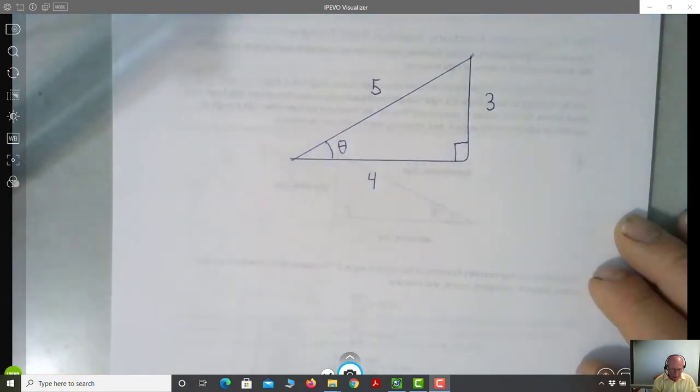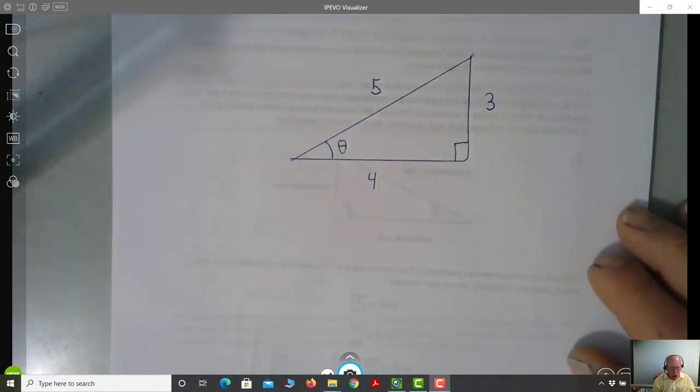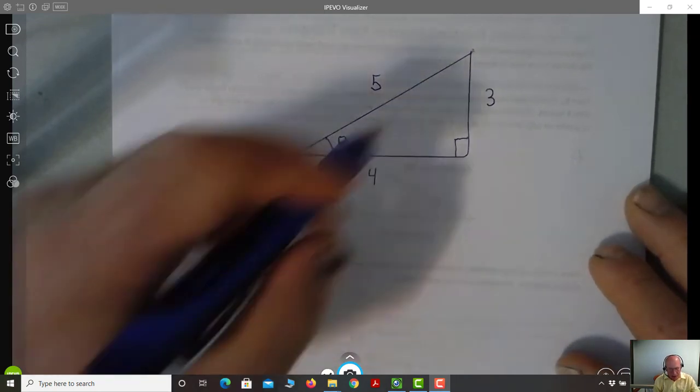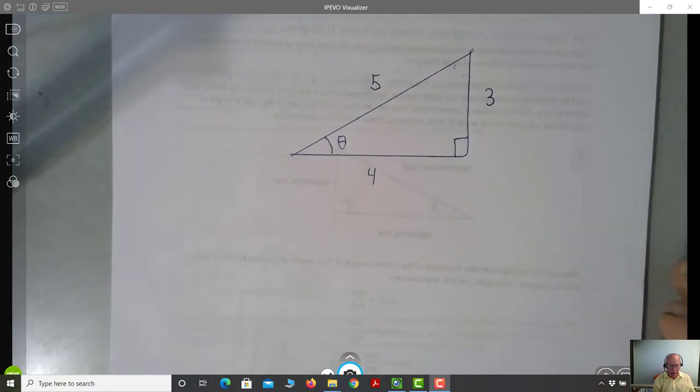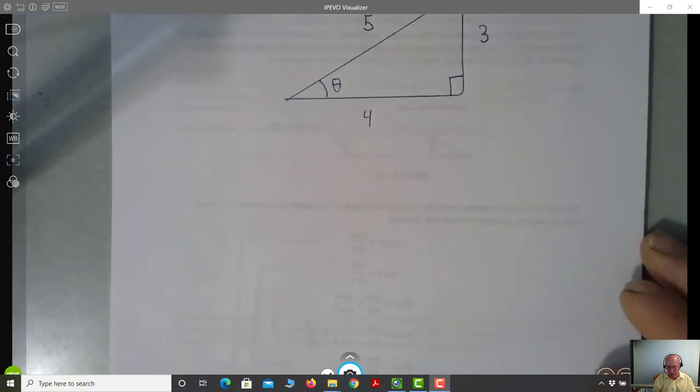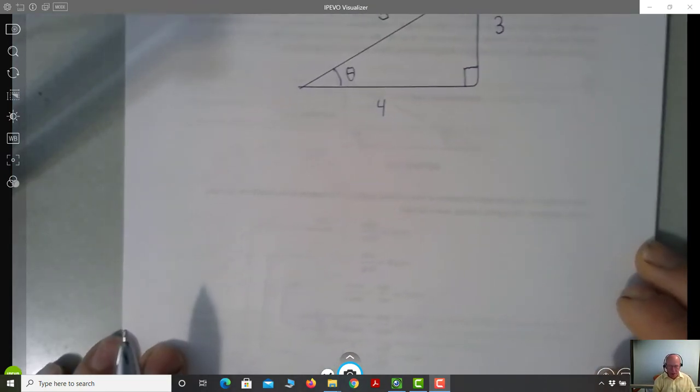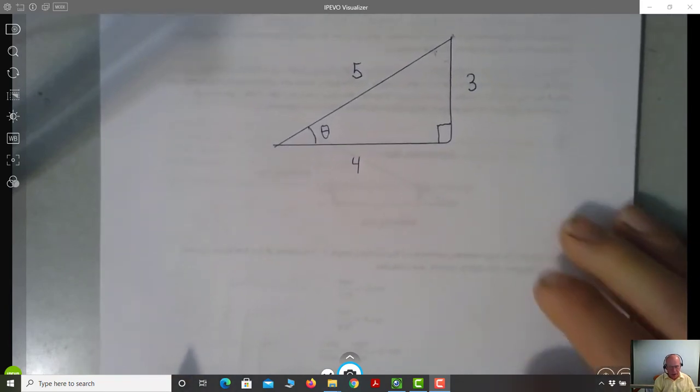I know that I have some bright minds with me, so somebody's going to say, well, how about that one? Couldn't you choose that one? Yes, I could, and I would get 6 trig functions for that angle as well.